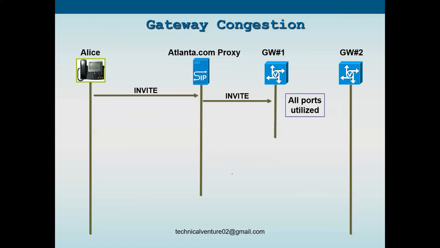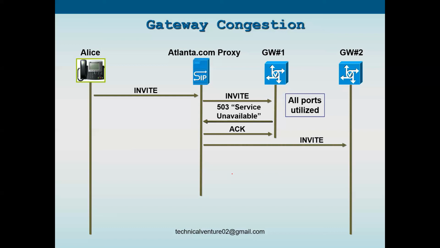So right now, gateway 1 is saying all my ports are utilized. It is saying 503 service unavailable, like I am not available to take that call to forward it to someone else, on the PSTN or any other. So it will send a 503 service unavailable, and then proxy will send an acknowledgement. Then if you have another gateway installed in your environment, or the configuration is already there on your end, then it will send an invite to the other gateway, that is gateway 2. Right now you can see my example.